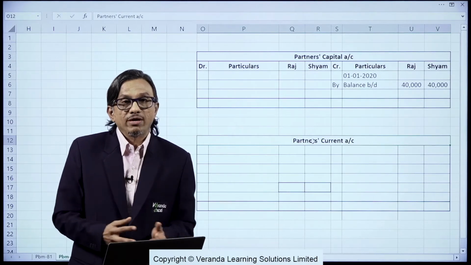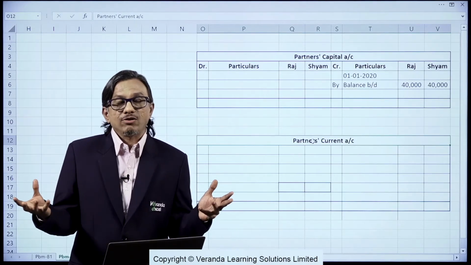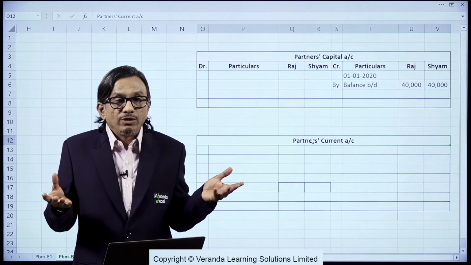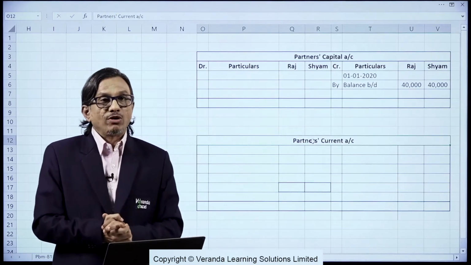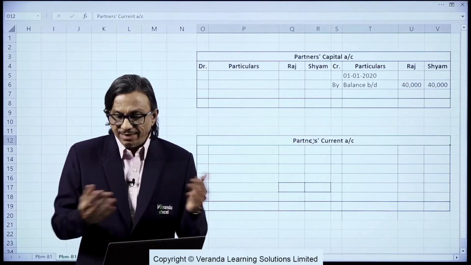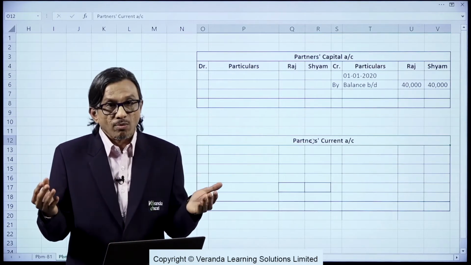Suppose it is already a going concern, you may have a balance in the current account. But this is the first year, therefore there won't be any opening balance in the current account. Okay? So they contributed 40,000 each, we start from there. Then whatever adjustments are given in the problem, we have to do.